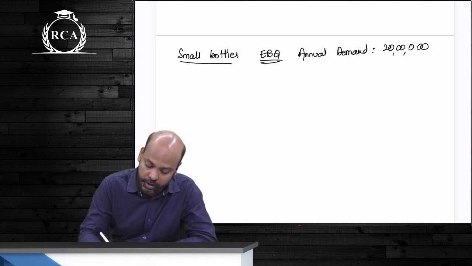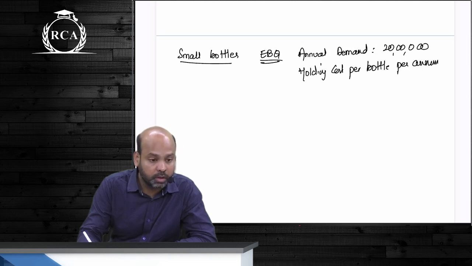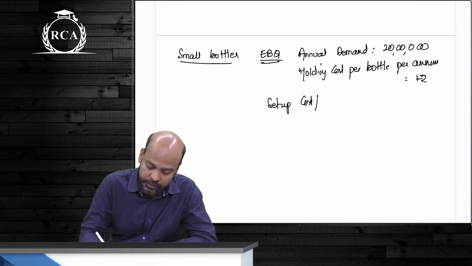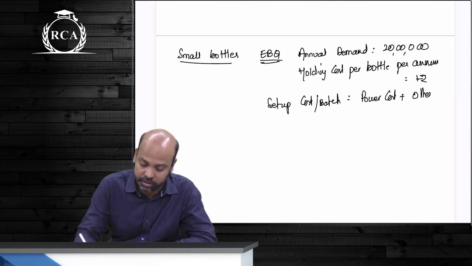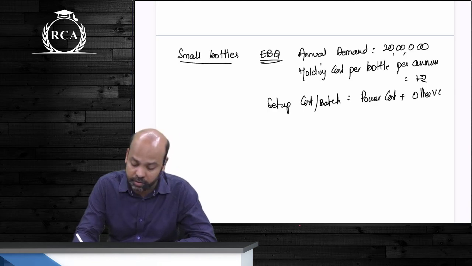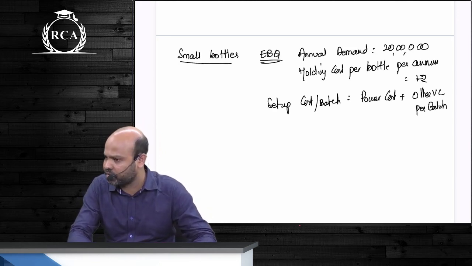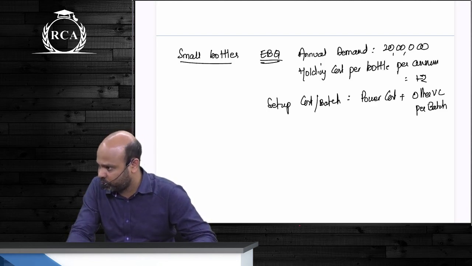What is your holding cost per bottle per annum? Holding cost per bottle, beta, is 1 rupee. What do you think, beta, will be the setup cost? Setup cost, beta, per batch will comprise power cost as well as other variable cost per batch. That other cost per batch is given, beta. Because it's mentioned per batch, beta, we have to assume that the cost is going to remain fixed on a per batch basis. Did he mention other variable cost per batch, beta?